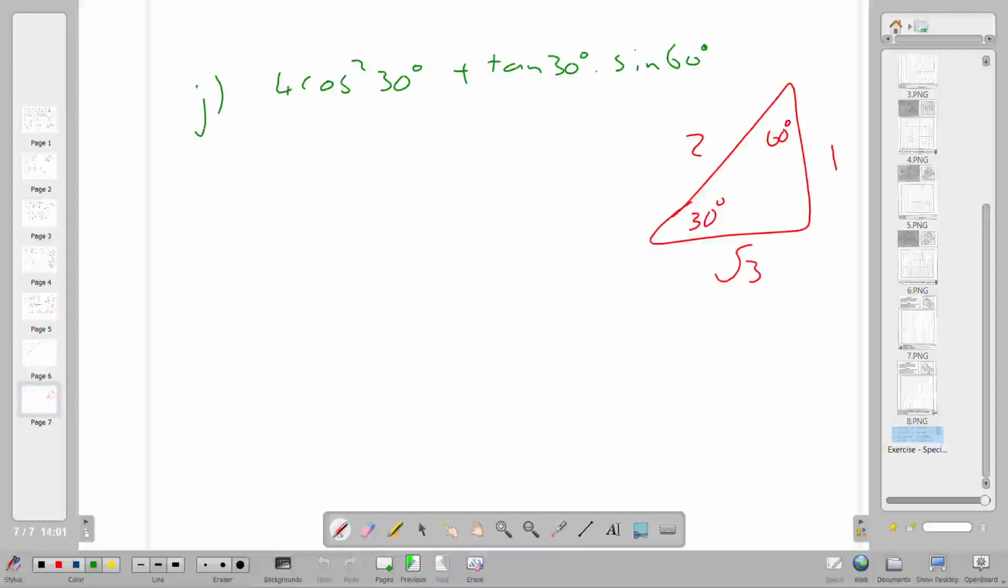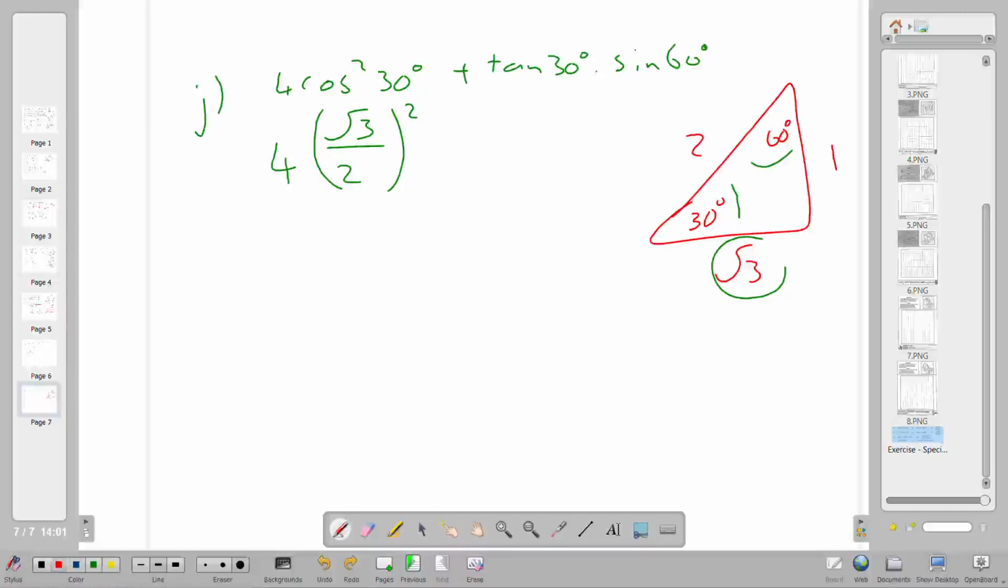Lastly, we're going to use our 30-60 triangle. So remember, if I have a 4 in front, it means multiply. So I just keep it there. What is cos 30? Cos is adjacent over hypotenuse. So what's my adjacent? Root 3. Hypotenuse is 2. And remember, the whole thing is squared. But this square, be careful here, this square is only for cos 30. You don't apply that square to the 4 as well.